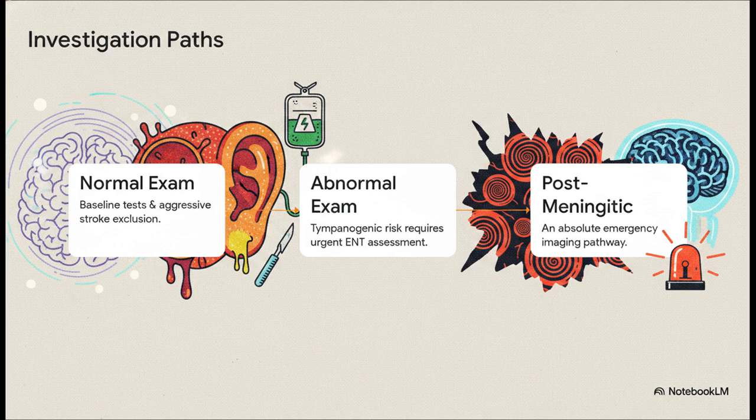If the ear exam is normal, but they have acute vestibulocochlear loss, you're heading down the path of baseline testing and aggressive stroke exclusion. Now, if the ear exam is abnormal, say you see purulent acute otitis media or a cholesteatoma, you're dealing with a tympanogenic risk. That means urgent ENT surgical assessment and IV antibiotics right away to stop the spread through the round window. And finally, if there's a recent history of bacterial meningitis, well, that's an absolute emergency imaging pathway, which we'll break down in just a minute.